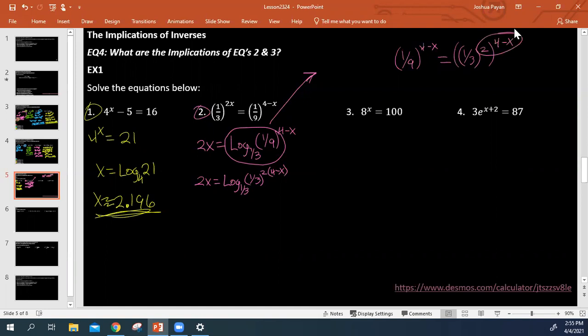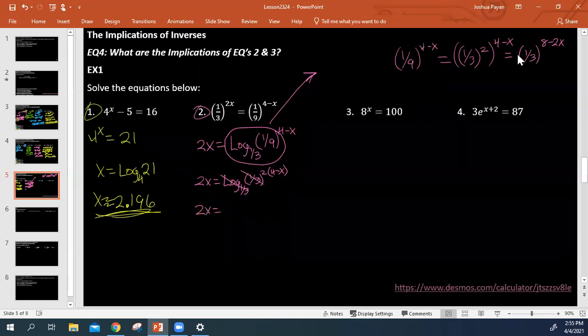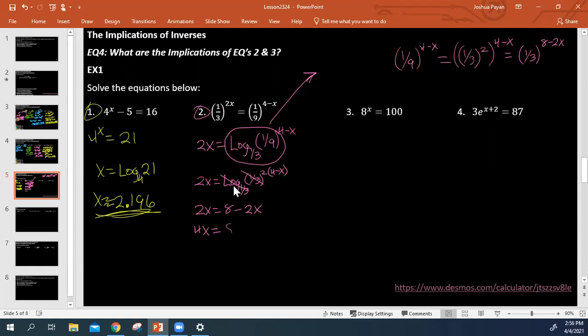And what do we do with the power to power rule, right? We multiply those. So this would be 1/3 to the 8 minus 2x. Or you could just leave it undistributed, which is what I'm going to do just to kind of prove a point. Okay, anyway, so log base 1/3, exponential base 1/3, they cancel. That leaves me with just 2x is equal to 2, and you know what? I will go ahead and distribute it. So 8 minus 2x, right? So that's going to give me 4x is equal to 8, x therefore equals 2.